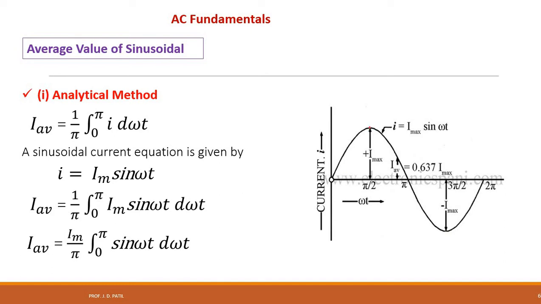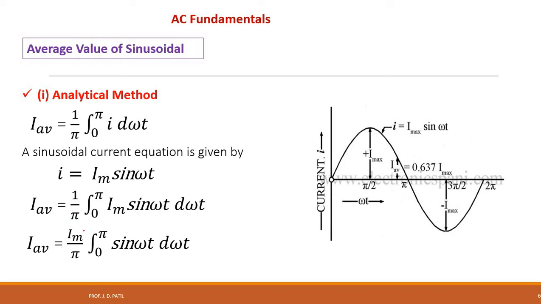So this is the maximum value of the current, that is Im. The I value is taken as Im sin omega t, because this is a sinusoidal waveform. It follows the equation that the instantaneous current I is equal to Im sin omega t. So putting this I value in this equation, we get the average value as 1 upon pi, integration from 0 to pi, putting the value of I as Im sin omega t d omega t.